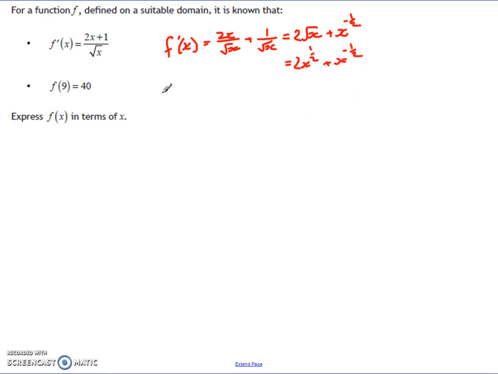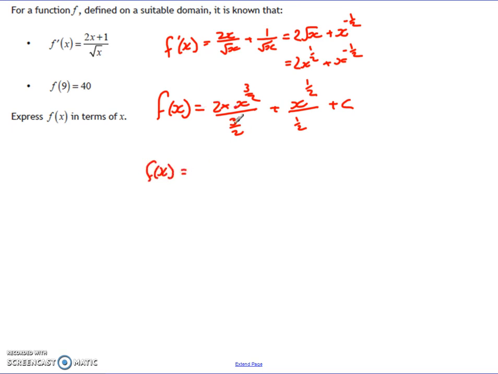Integrate it, and then we start. So we then know f of x is the integral of this, so I've got 2 times x to the 3/2 divided by the new power, so divided by 3/2, plus x to the 1/2 divided by the new power of 1/2, plus our constant of integration.